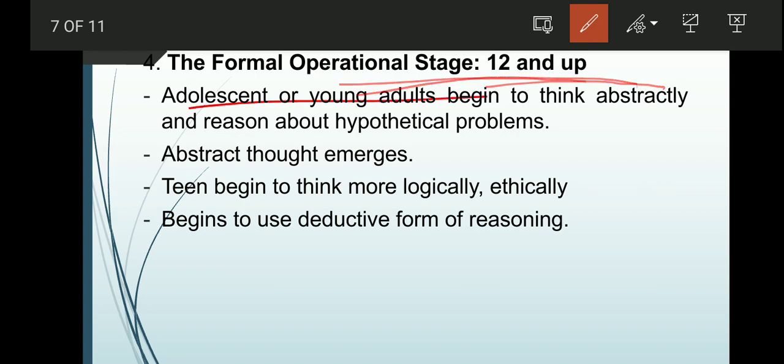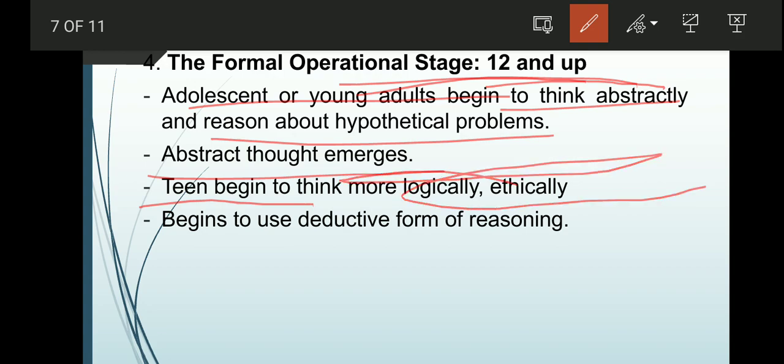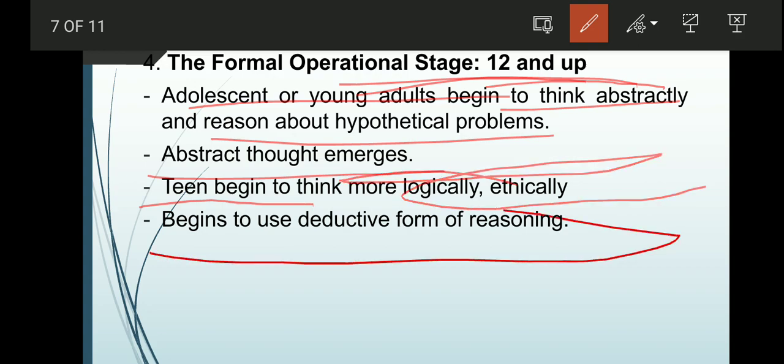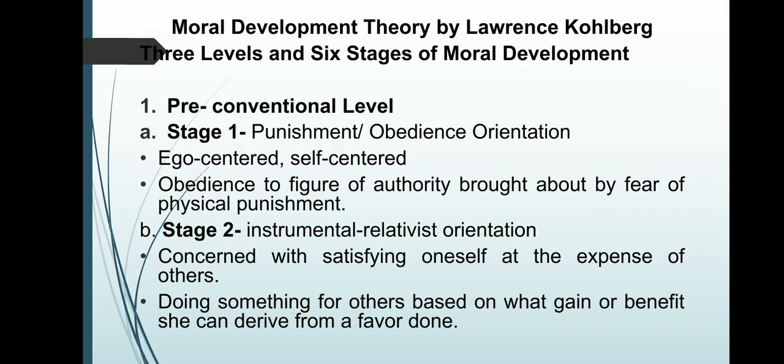So adolescents or young adults begin to think abstractly and reason about hypothetical problems. So abstract thought emerges and teens begin to think more logically and ethically. So they begin to use deductive form of reasoning. Deductive is like from general to specific form of reasoning.